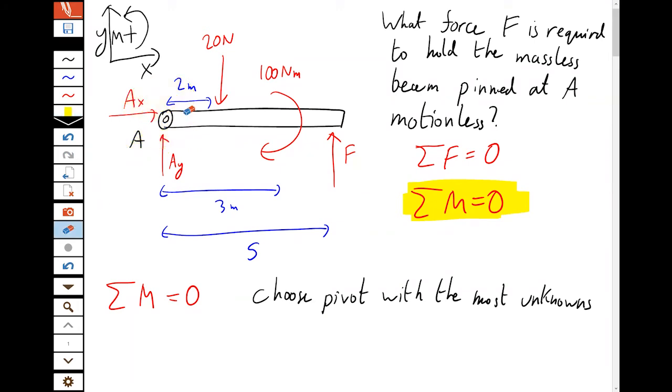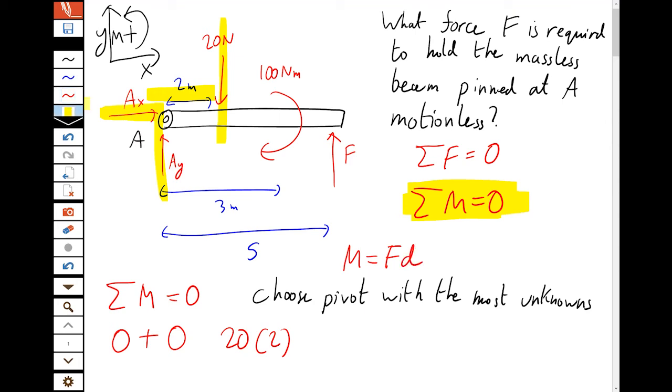Let's have a look at them. So the sum of the moments is 0. AX goes right through the pivot, so its moment is 0. AY goes right through the pivot, so its moment is 0. 20 newtons is a perpendicular distance of 2 meters away. Remember, moment is force times perpendicular distance, and that's turning clockwise. But we know counterclockwise is positive, so that's negative.